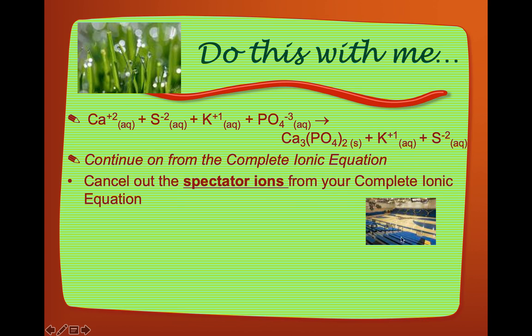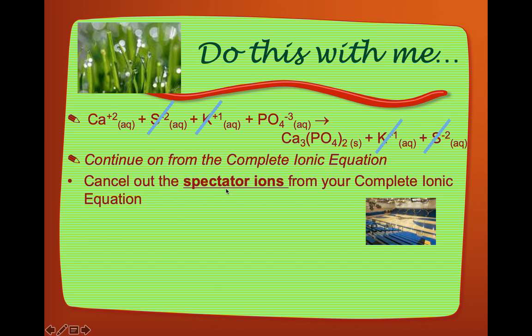Now think about it. A spectator is like if you're at a volleyball game or a basketball game, the spectators are in the stands. They're just watching. They're not making the work happen. So in a complete ionic equation, the spectators are the ones that are not making the reaction happen. For example, it doesn't matter that this is sulfur and this is potassium. All that matters is that you have calcium and you have phosphate. So those spectators don't matter. The sulfur and the potassium did not make the precipitate. The potassium and the sulfur at the end are just staying dissolved.